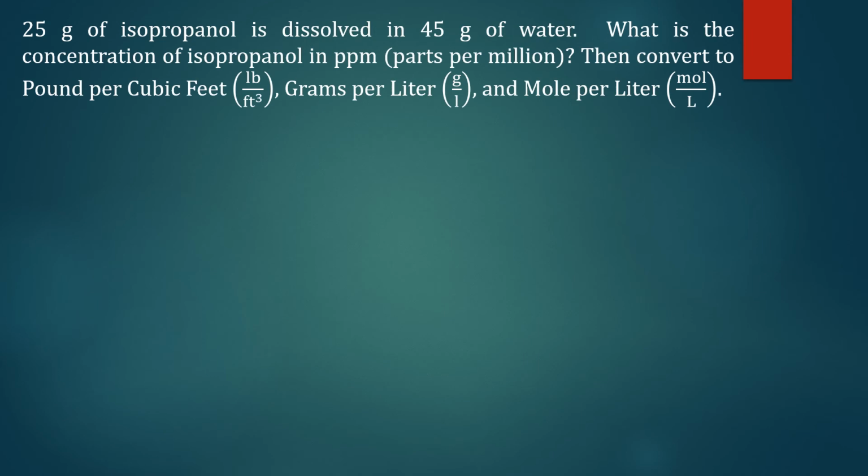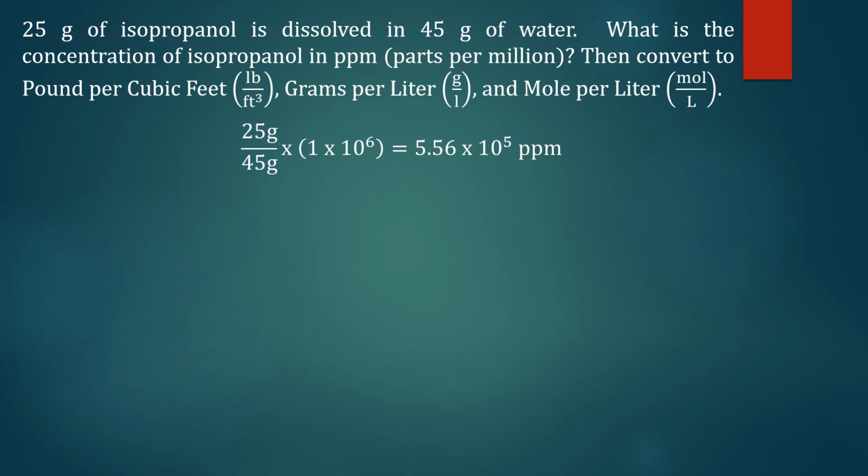So now we will be converting the concentration of a solution. So 25 grams of isopropanol is dissolved in 45 grams of water. What is the concentration of isopropanol in parts per million? Then convert it into pound per cubic feet, grams per liter, and mole per liter. So first, we will be solving the concentration of the isopropanol in parts per million. So this is how you do it.